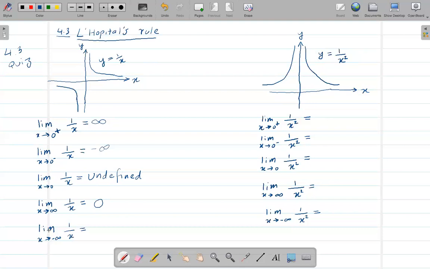Similarly, when x goes to negative infinity, so this is the negative side, what about y, or what about 1 over x? Maybe some of you are thinking negative 0, but it's still 0, right? Because when it's approaching towards this line, the y is 0 here in this line. So again, it's going towards 0.